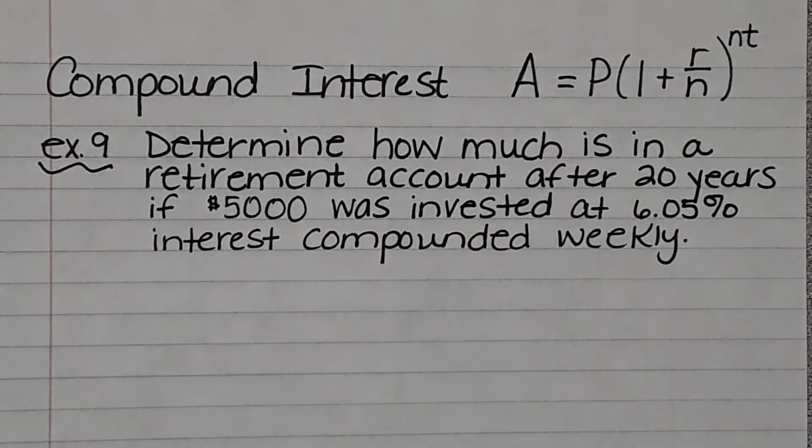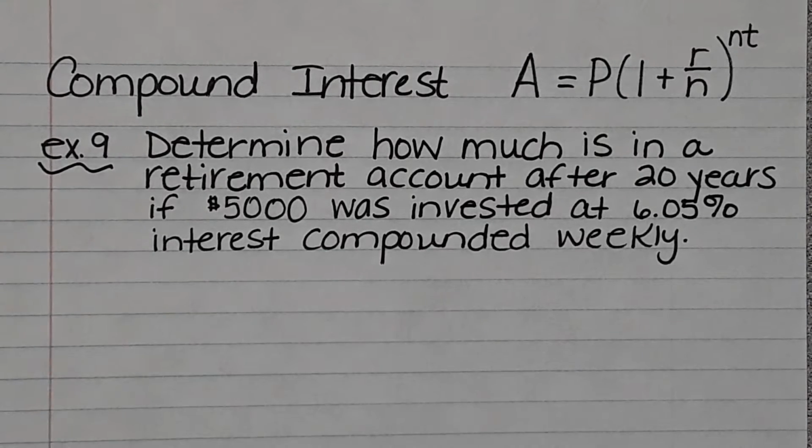Ready? So, determine how much is in a retirement account after 20 years if $5,000 was invested at 6.05% interest compounded weekly. So let's talk about what all the letters mean in this formula. The first thing you need to know about this formula is it only calculates $5,000 and you put nothing else in. This is if at the beginning you put $5,000 in and you let it sit, okay?